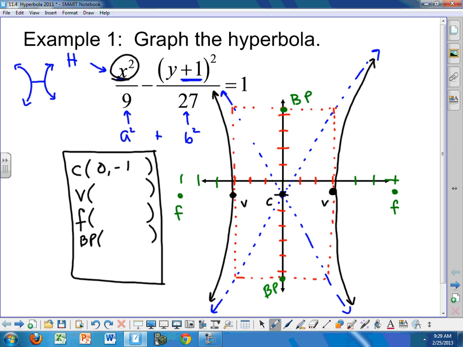The vertices are going to be plus or minus 3, -1. The foci, plus or minus 6, -1. And the box points are going to be 0, -1, plus or minus, I'm running out of space here, 2√3. There we go. Oh, I'm making all kinds of mistakes here. Let's see here. That should be 3 radical 3.